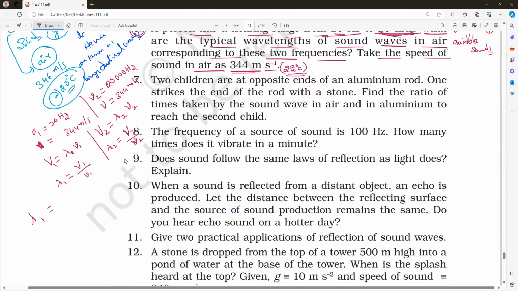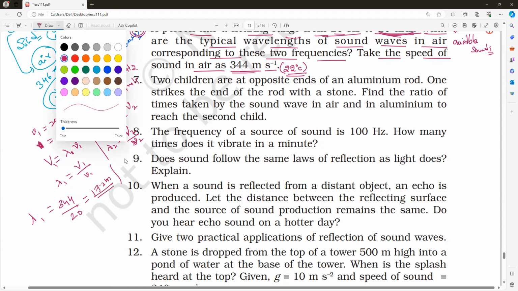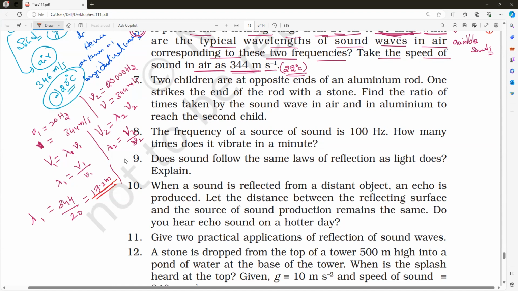So lambda 1 value, tell me everybody. 344 divided by 20. So if you have done that, how much will it come? 17.2 meters. This is only echo distance. Minimum distance for echo. I hope you all remember that. Minimum distance for echo. Clear, everybody?